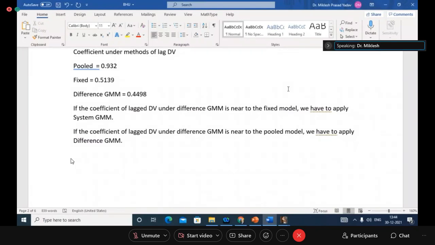Yes, system GMM. So you have to give the explanation. You have to justify: based on this, I have applied, and then I found that this model is better. So, sir, in the interpretation of a research paper, we need to show all three coefficients and then write why I have chosen this one. Yes, it will be better if you perform like this. Okay, sir. Thank you, sir.